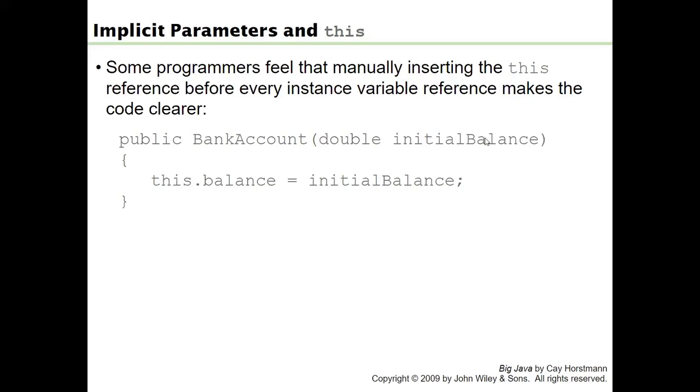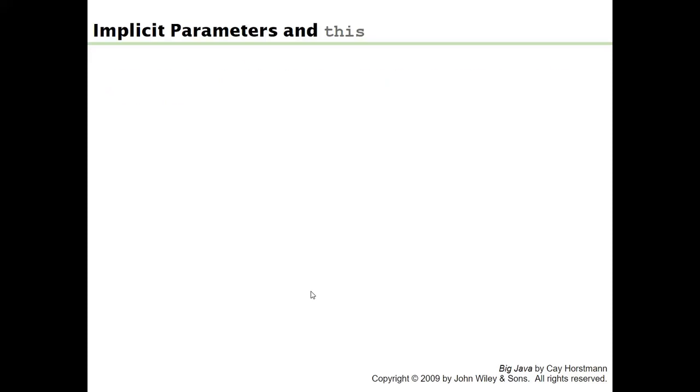Sometimes you have to. Say instead of initial balance, the parameter coming in was called balance. Well, we already have an instance variable called balance. So how do you tell the difference between them? Well, you say balance on this side without the this, and then this dot balance on this side. So you do that every once in a while.